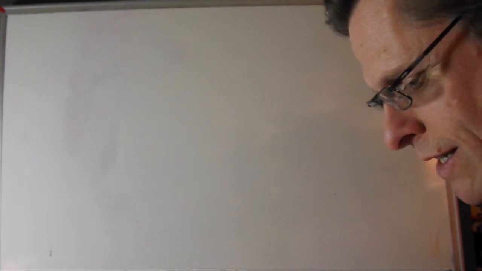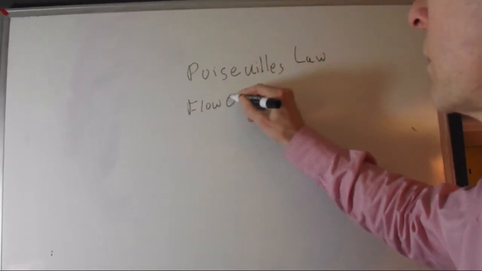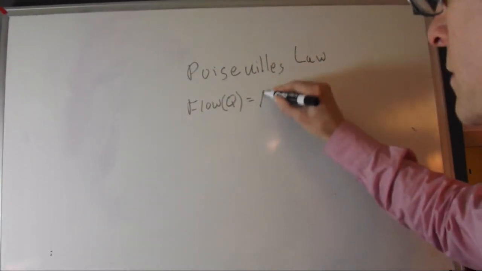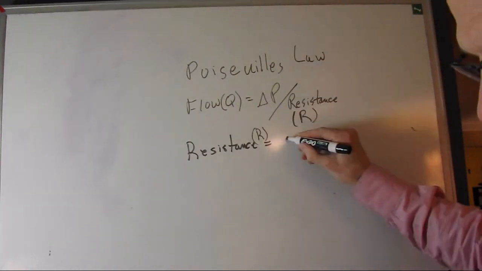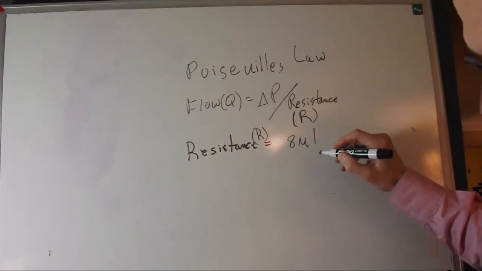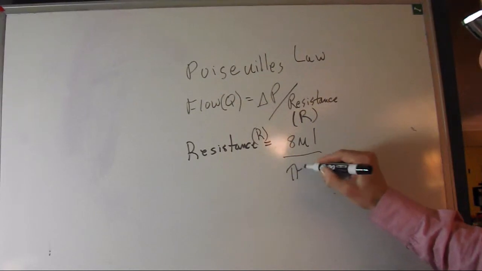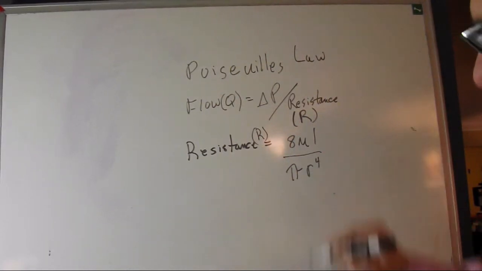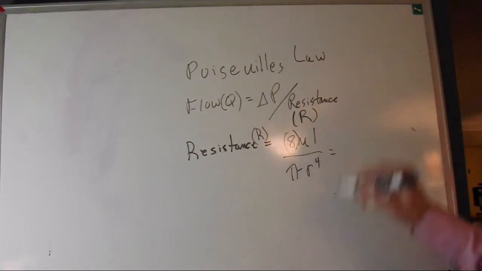It was designed by a French physiologist looking at a single vessel. It states that flow, or Q, equals the change in pressure divided by resistance. He found that resistance is represented by this equation: 8 nu times the length of the vessel divided by pi r to the 4th power. 8 always remains the same.